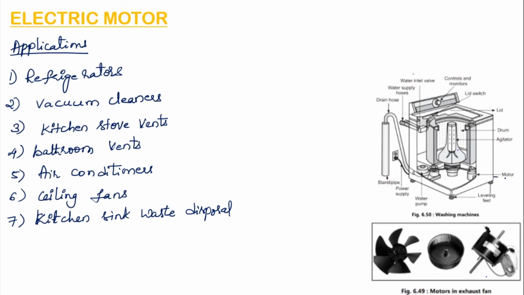Here you can see there is a motor mentioned. What is the work of this motor? It will receive electricity from the electric board. After receiving the electricity, it will convert the electrical energy into mechanical energy, and it will rotate this drum or agitator. Rotation of this agitator is the working of this washing machine. Without the motor, it is not possible to carry out the function.